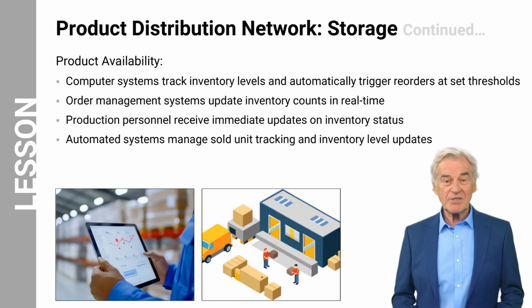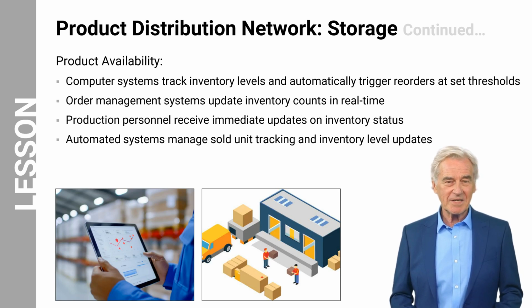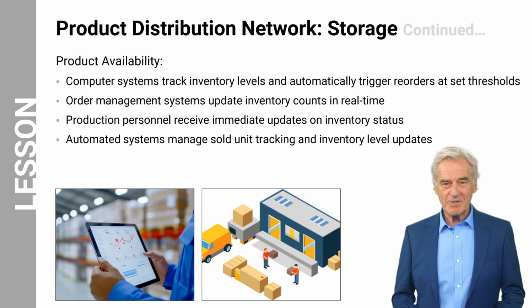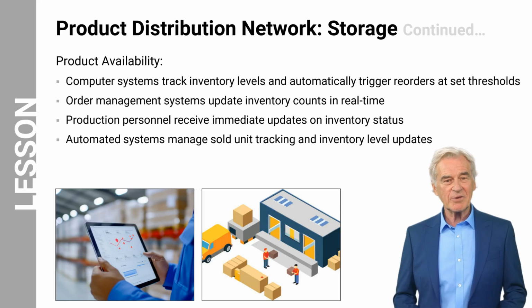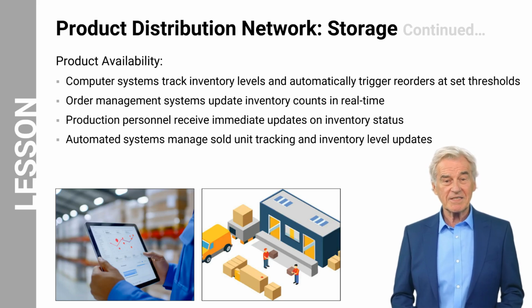There are a lot of computer software programs that can help a company manage their product availability. When the inventory levels drop down to a particular value, a new order will be placed based on the product's demand. The timeliness of this system helps communicate product availability quickly to the people who want to know it most, the production personnel. These order management systems will update the new inventory levels and manage the number of sold units. In this way, the right people can access this information at the right time.